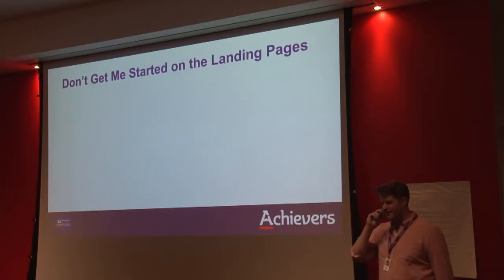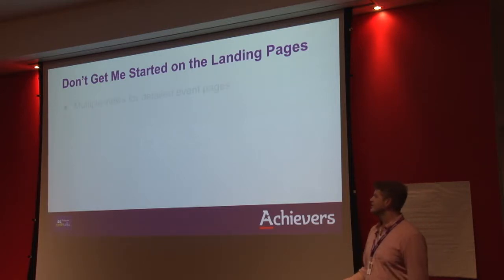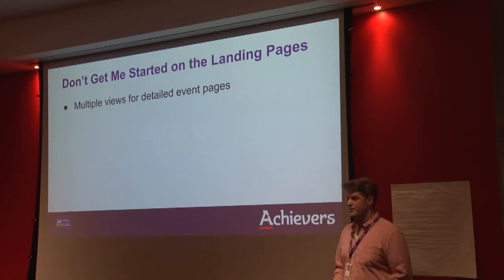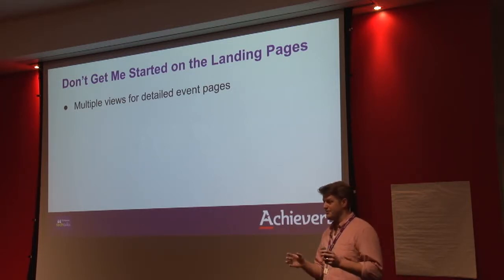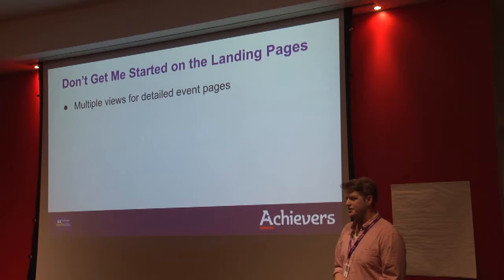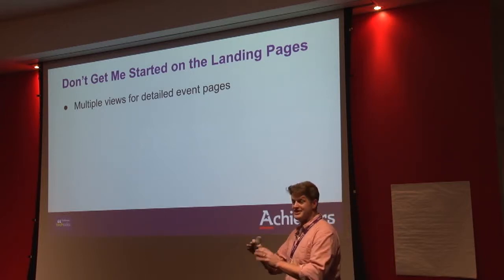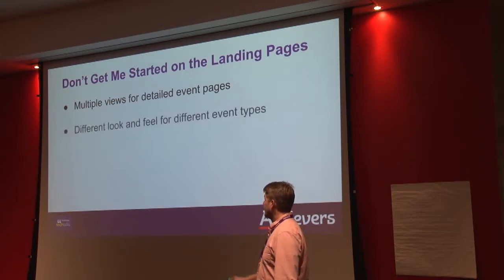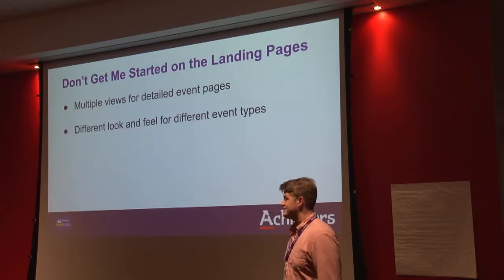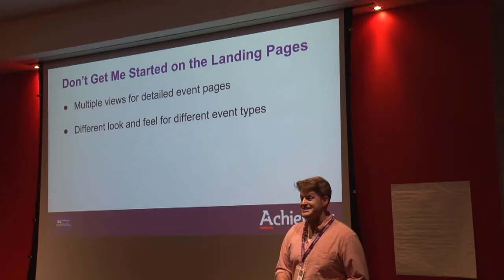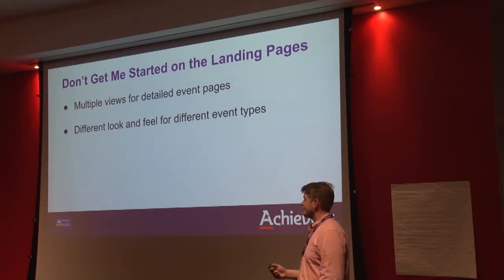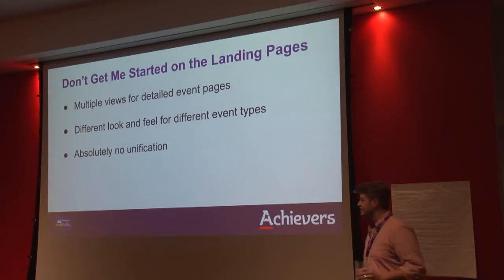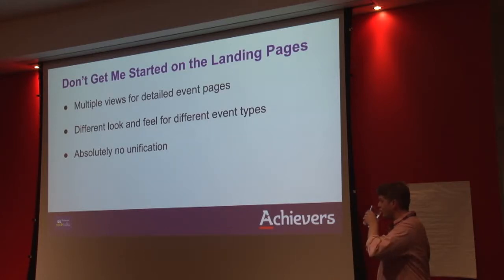They are the worst. There's multiple views for different detailed event pages. So if you have one newsfeed event type, it looked like this. If you had another, it would look like that, where this and that obviously don't equal. Come on, guys. There's different look and feel for different event types, different usage, so the data had to be different. And there was just no unification between everything. It was messy.